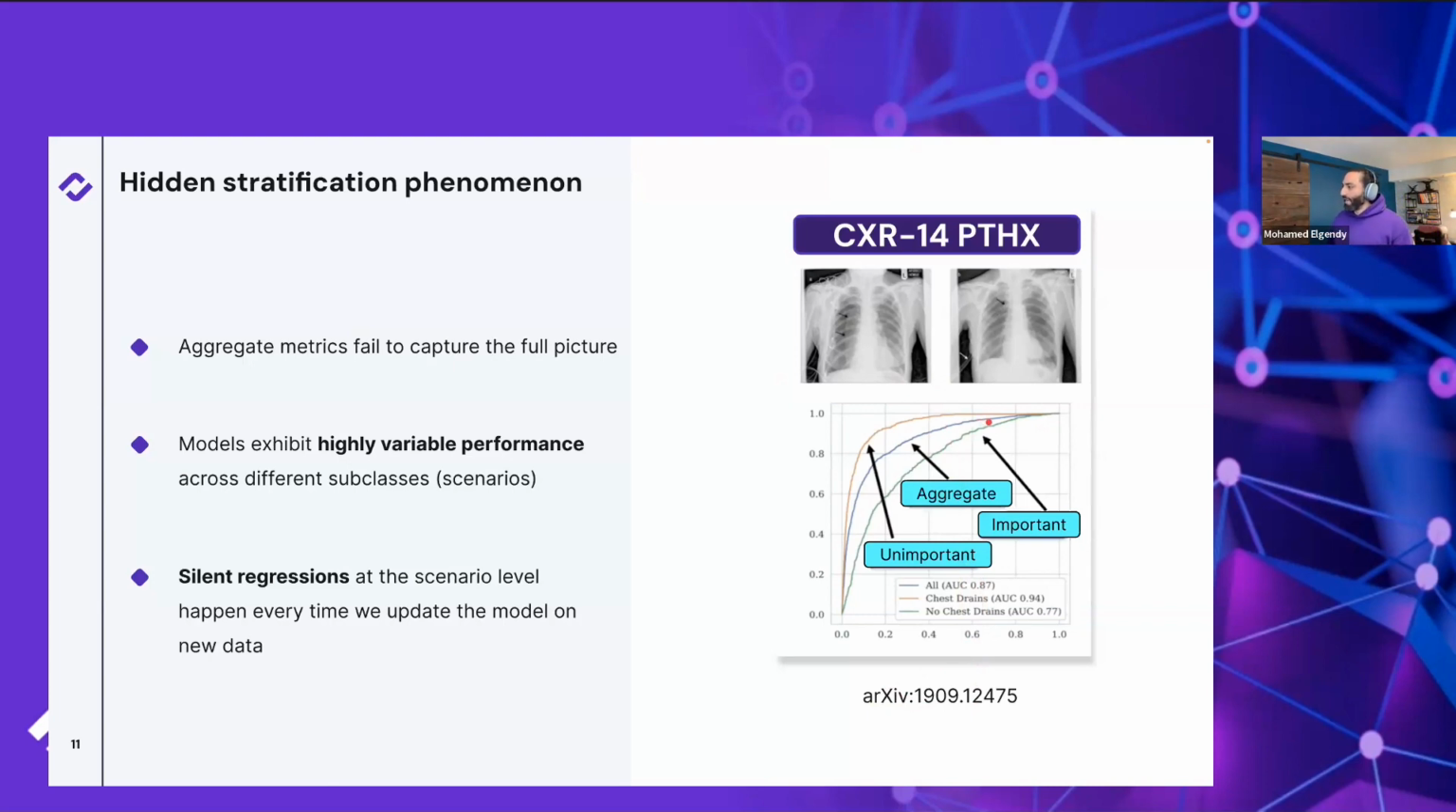And they saw that this aggregate metric that they have been tracking, that we've been talking about for a while, is skewed by a subset of the data that's not important, where the physicians have the chest drains in the images, whereas this green curve here is the important curve that they are trying to understand the model performance at. So the paper basically says that the hidden stratification phenomenon means that these aggregate metrics fail to capture the full picture, and the models exhibit highly variable performance across the subclasses or the different units or scenarios.